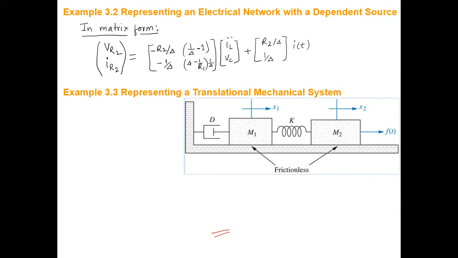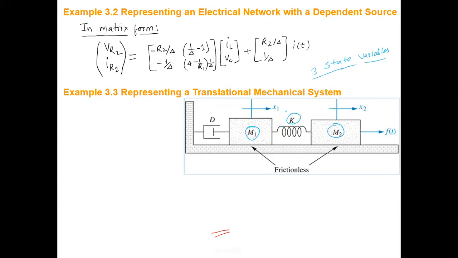So, energy storage elements. Can you help me figure out the energy storage elements? How many elements do you see here? Well, you have the spring, right? Exactly. And the mass. This other one is not energy storing, it dissipates energy. It doesn't store energy, but it eats up energy. So that's why we expect we'll have three state variables. That's our expectation.